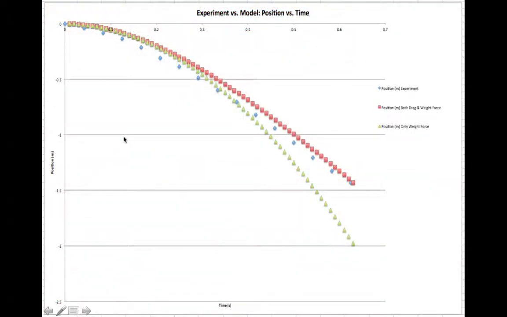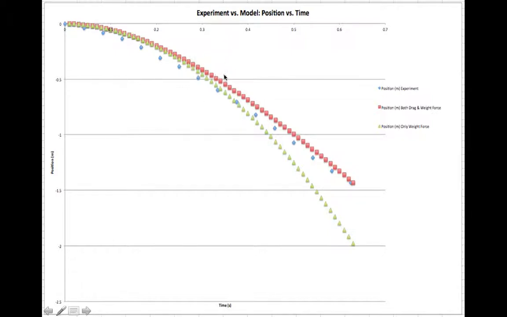Next, I took this data and made it into an Excel spreadsheet. The blue is the experimental data, the green is the position versus time for the weight force alone, and the red is the position versus time for both the drag and the weight force. As you can see, initially they were all about the same, but as drag came into play, the model for only weight force had a huge discrepancy. The model for drag and weight force was much better in predicting the position.